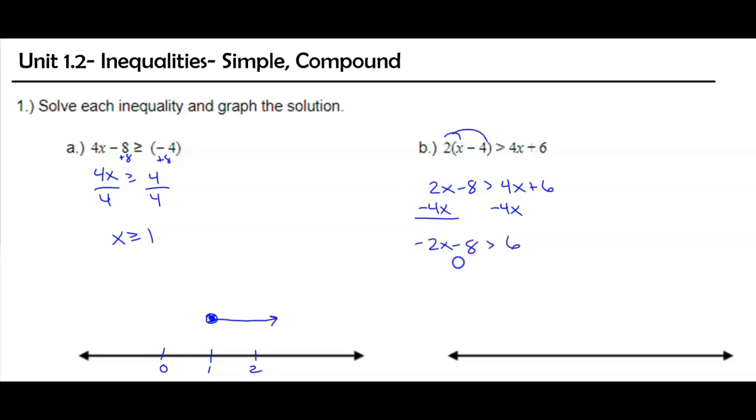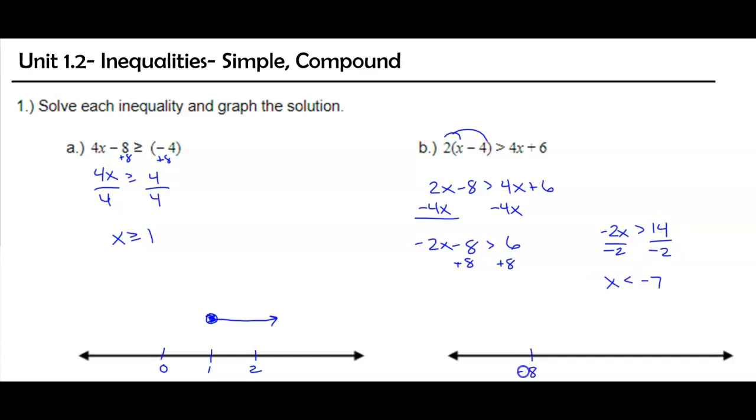And now I want to get this x by itself, so I can add the 8 to both sides. And that is going to give me negative 2x is greater than 6 plus 8, which is 14. And then what I want to do is divide both sides by negative 2. Now this is something you've probably seen before. When you divide by a negative coefficient to x, when we say a coefficient, we're talking about a number in front of the variable, so not the 14, but since the 2 is negative, I'm going to have to flip my inequality in order to make this a true statement. And 14 divided by negative 2 is negative 7.